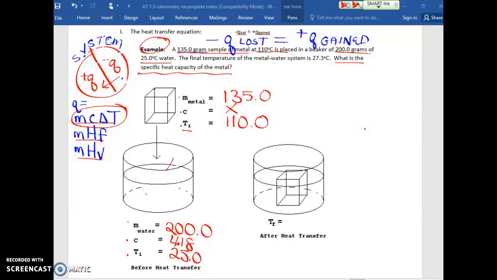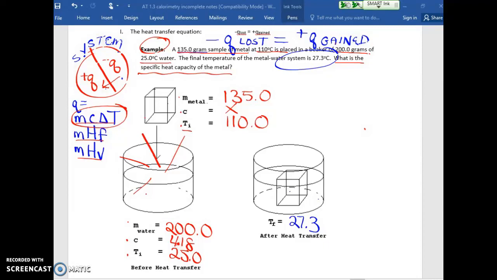Now we drop it in, and when we drop it in, we have heat transfer. Of course, the heat transfer stops once everything is the same temperature. So the final temperature of the water and the cube together is 27.3. Okay, so let us set this up.